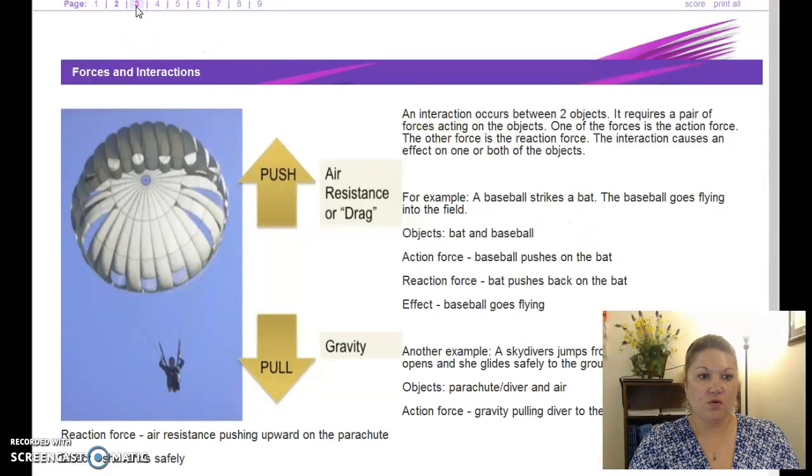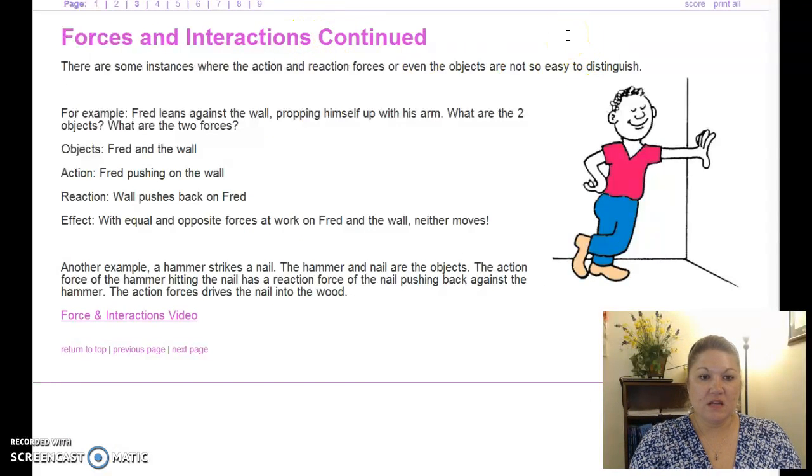Continuing on. Sometimes it's not so easy to identify which is which. For example, we got Fred here. He's leaning against the wall. Well, what two forces are at play? What two objects are at work? Well, the objects would be Fred and the wall. What's the action? Well, Fred pushes on the wall. Reaction, the wall pushes back on Fred. This also satisfies Newton's first law. Forces equal out. You have equilibrium. Nobody's moving.